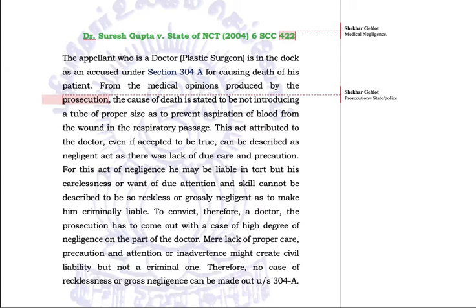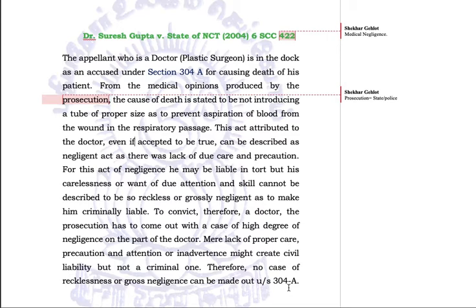Ultimately all the doctors will be behind the bars, because sometimes there may be issues with the surgeries and sometimes there may not be, and it all depends upon the condition of the patient as well. Sometimes the condition of the patient may be so bad that all the proper care and caution may not save him. If in all those cases we chase the doctor and put him behind the bars, ultimately one day we will put all the hospitals behind the bars. Therefore, no case of reckless or gross negligence can be made out under Section 304A.